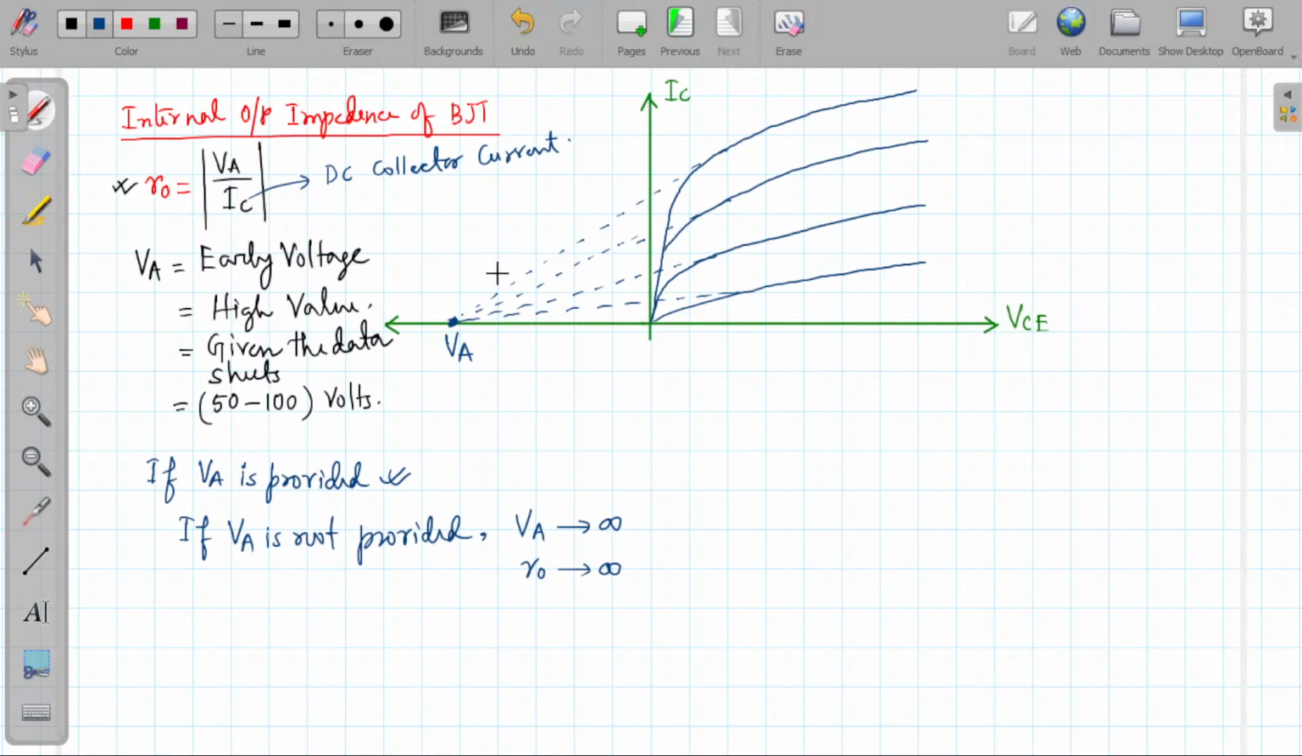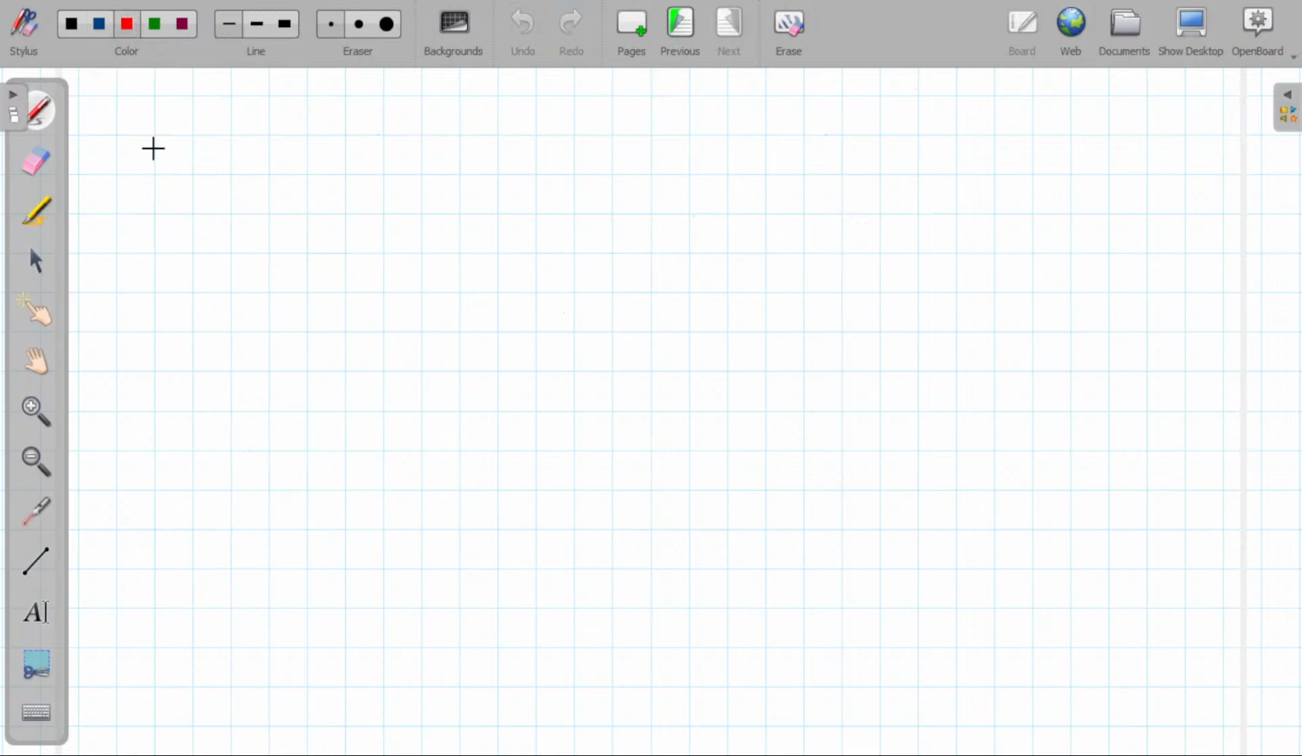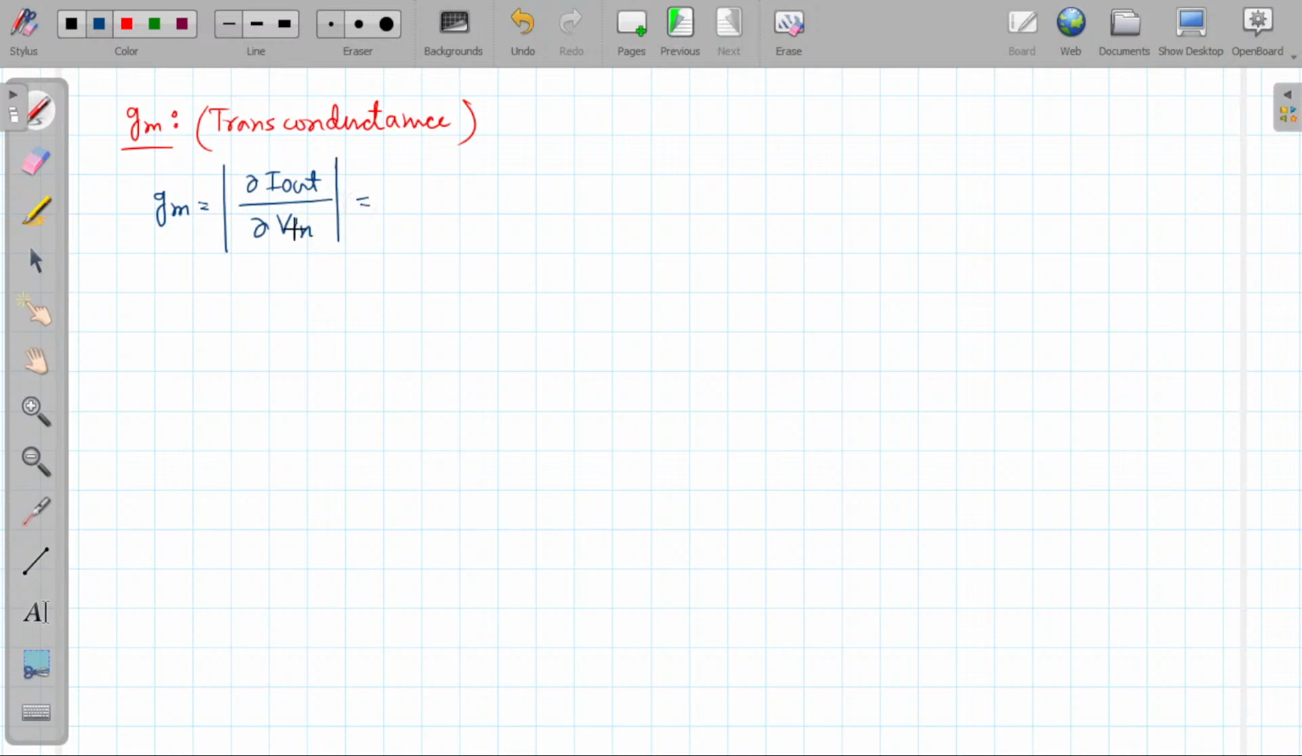Similarly, the second parameter that you have to understand is GM. GM is called the transconductance of the bipolar junction transistor. So now what is GM? GM is denoted by mod of del I out, the output current, divided by del V in, and the output current unit is milliampere and per volt.